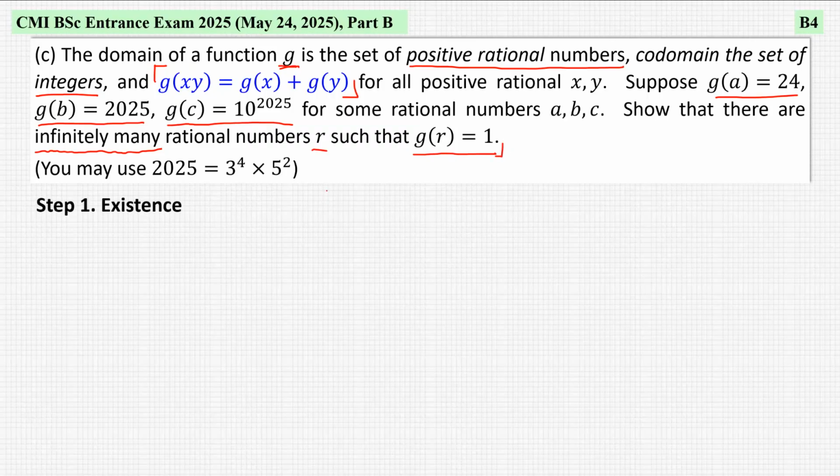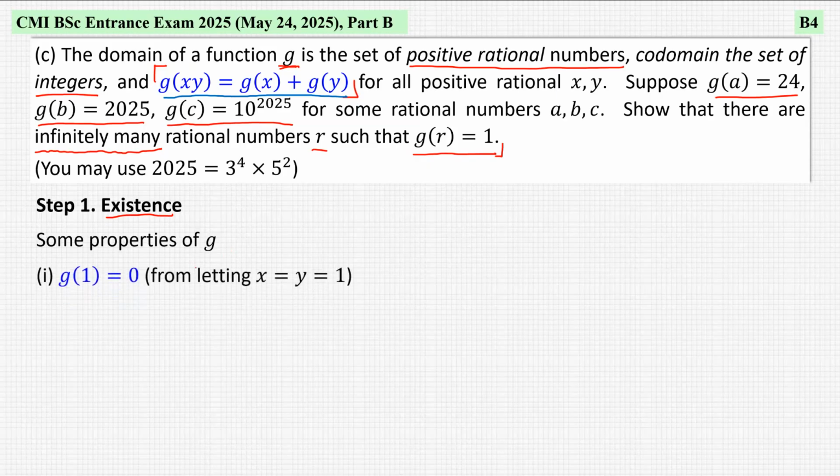This problem is solved in multiple steps. First, let us prove that such a rational number r exists. But before we get to that part, let us briefly summarize some important properties of function g satisfying this important rule, g(xy) equals g(x) plus g(y). The obvious one is that g(1) is equal to 0, which can be obtained by letting x and y be 1.